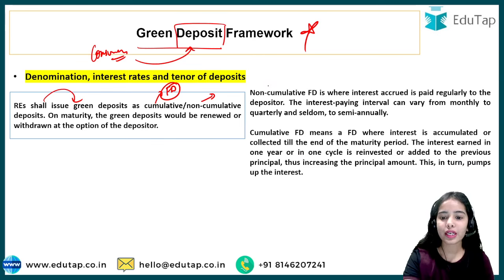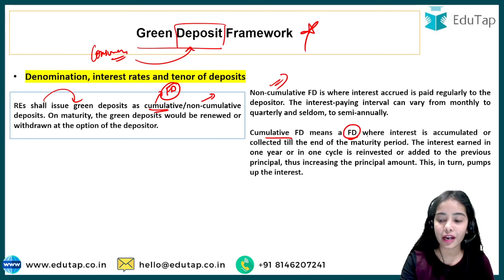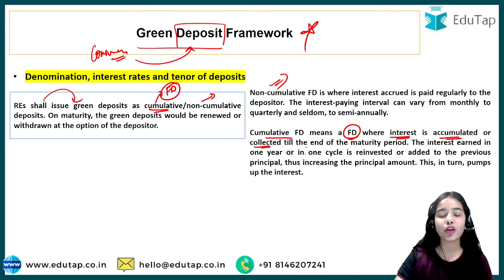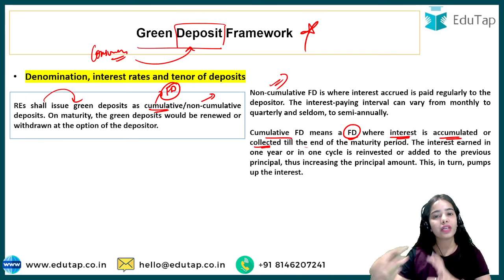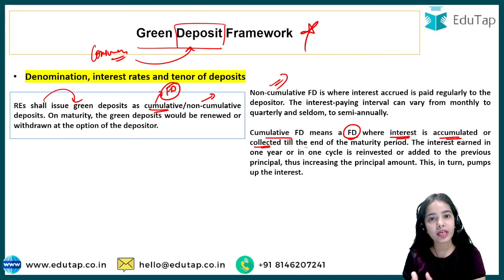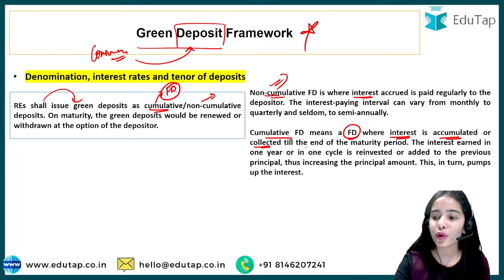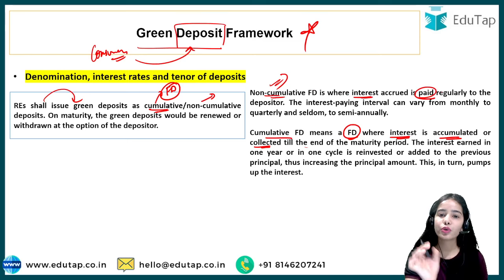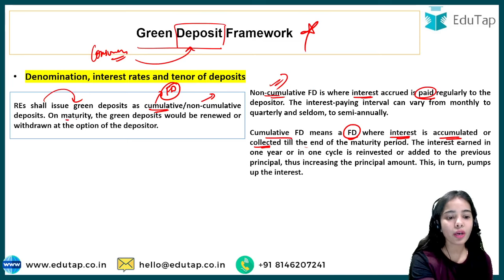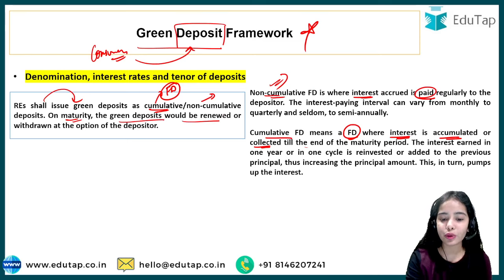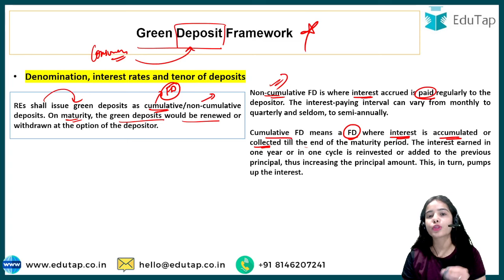Okay, so here is the complete definition that you can read. The cumulative FD means the FD, fixed deposit, where the interest is accumulated or collected till the end of the maturity period, and you will get the complete interest, the compounded interest with the principal. Non-cumulative FD means where the interest is occurring and is paid regularly to the depositor. On maturity, the green deposits would be renewed or withdrawn as per the option of the depositor.